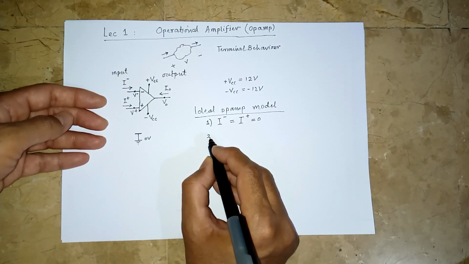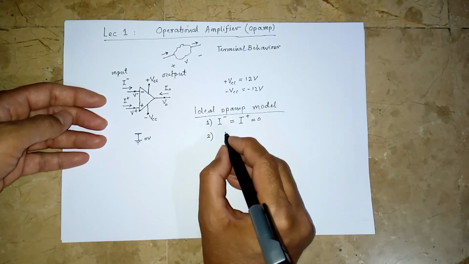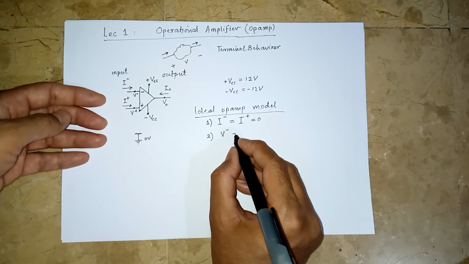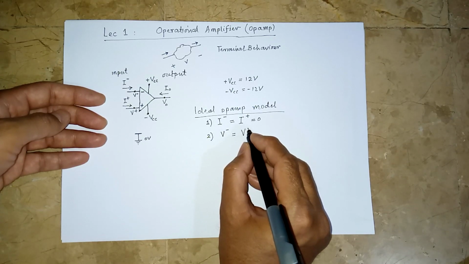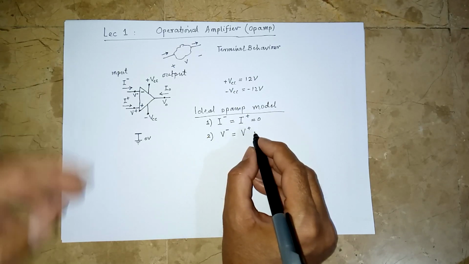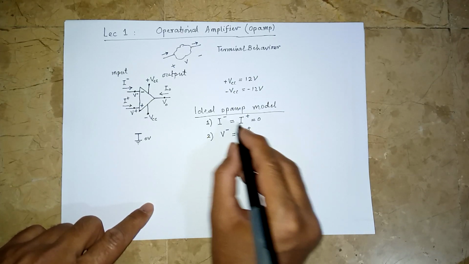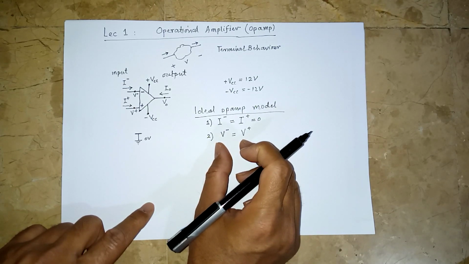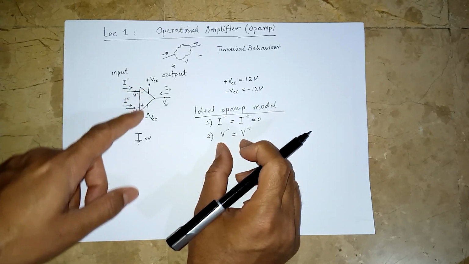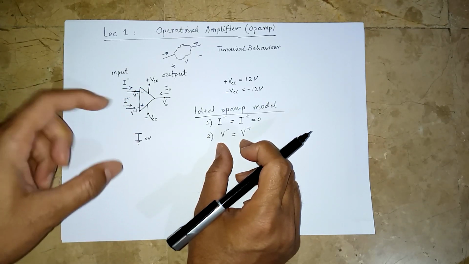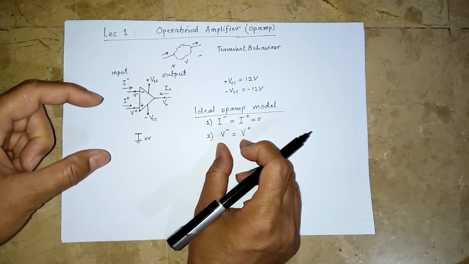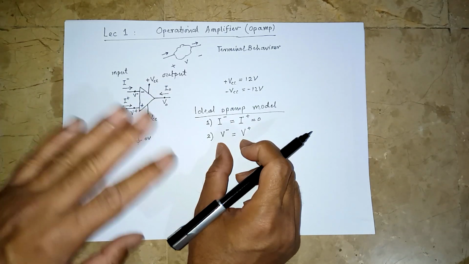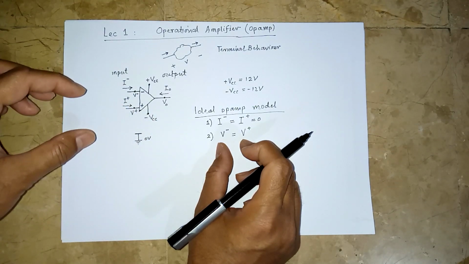The other ideal op-amp characteristic is that the input voltages at both the terminals are equal, not equal to 0. It's very important. These are 0, these are not 0. What we are saying is that both will be equal. So it is not that they are shorted on the inside, but they track each other. That is how the internal circuitry of the operational amplifier is made. How that is possible, we are not discussing right now. We are just concerned about the terminal behavior.